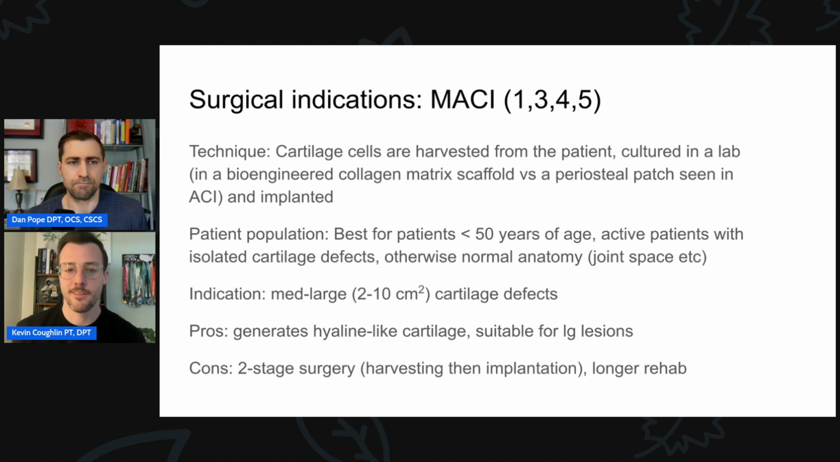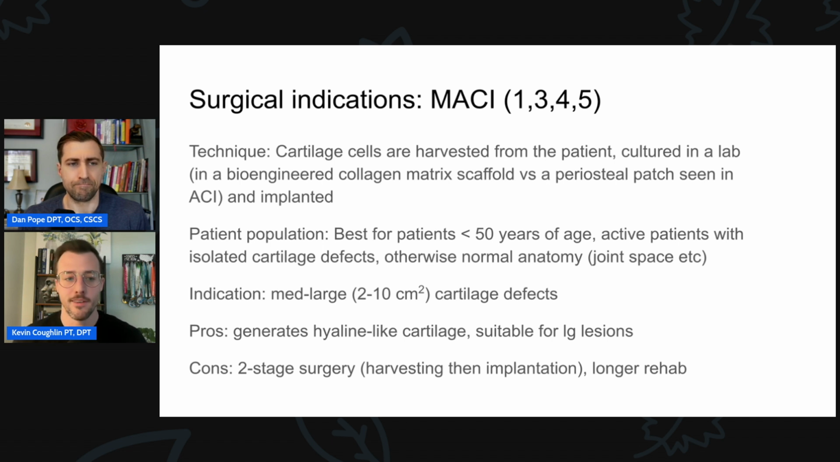The technique here is cartilage cells are harvested from the patient and cultured in a lab, similar to the AC. But then they're cultured in a bioengineered collagen matrix scaffold versus the periosteal patch seen in the AC. So it's a little bit different, the way that they're harvesting and scaffolding your cartilage cells. And it just seems like this is perhaps a better medium for those cells versus the periosteal patch.